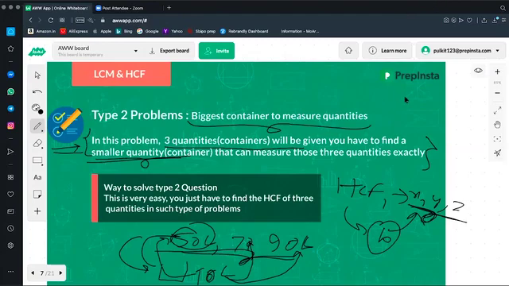MyRedmi, is that clear to you as well? So what would I basically do in that case? Whenever I'm given three quantity containers and I have to find a smaller quantity container, I'll simply find the HCF, nothing else. Yes or no?